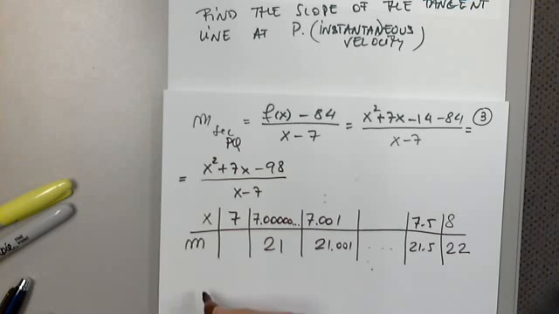So now we know that the slope of the tangent line at P, for this function that you picked, is definitely what? What is your assessment? The slope of the tangent line at P, we have to write it. How much? 21. 21.